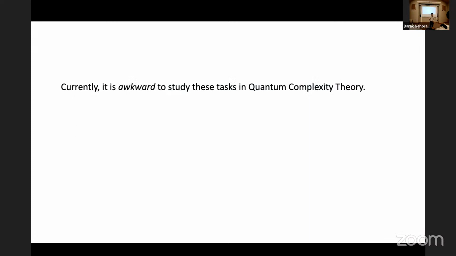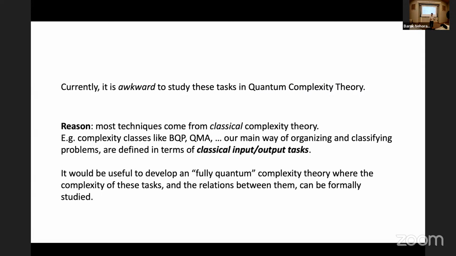So currently, I claim that it's kind of awkward to study these tasks in quantum complexity theory as we know it today. The reason is most of the techniques that we have for reasoning about computational problems, even in quantum complexity theory, come from classical complexity theory, right? So we have all these complexity classes like BQP and QMA. And these complexity classes are our main way of organizing and classifying different problems. But again, these complexity classes are defined only in terms of classical input, classical output tasks, so decision languages.